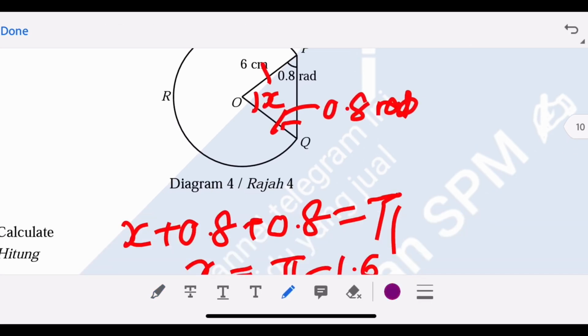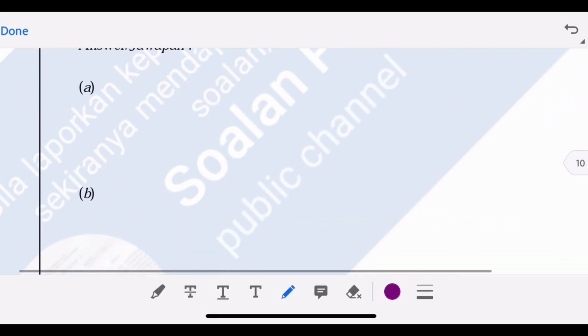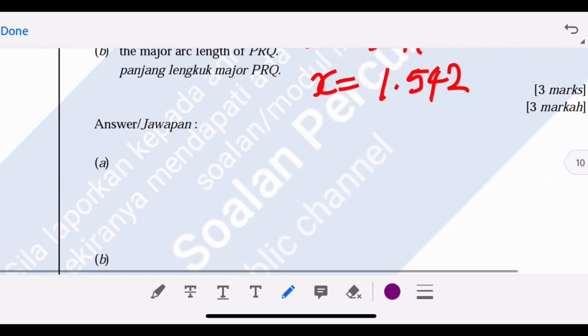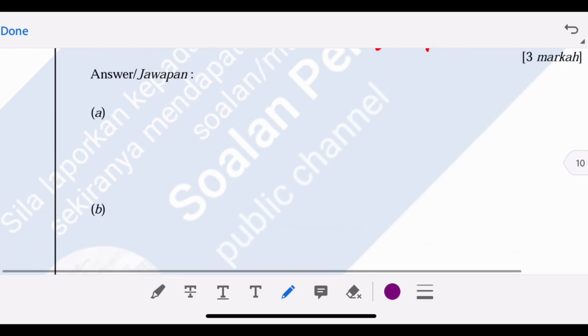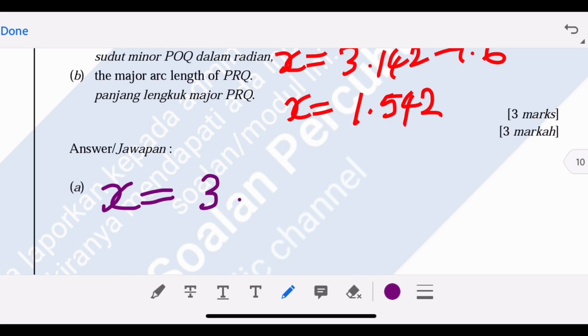So you have to take 360, the one in purple color. 360 degree is equivalent to 2 pi. So you minus out 1.542. That is the angle subtended by the major arc. Okay, so then you can just use s equal to r theta, right?